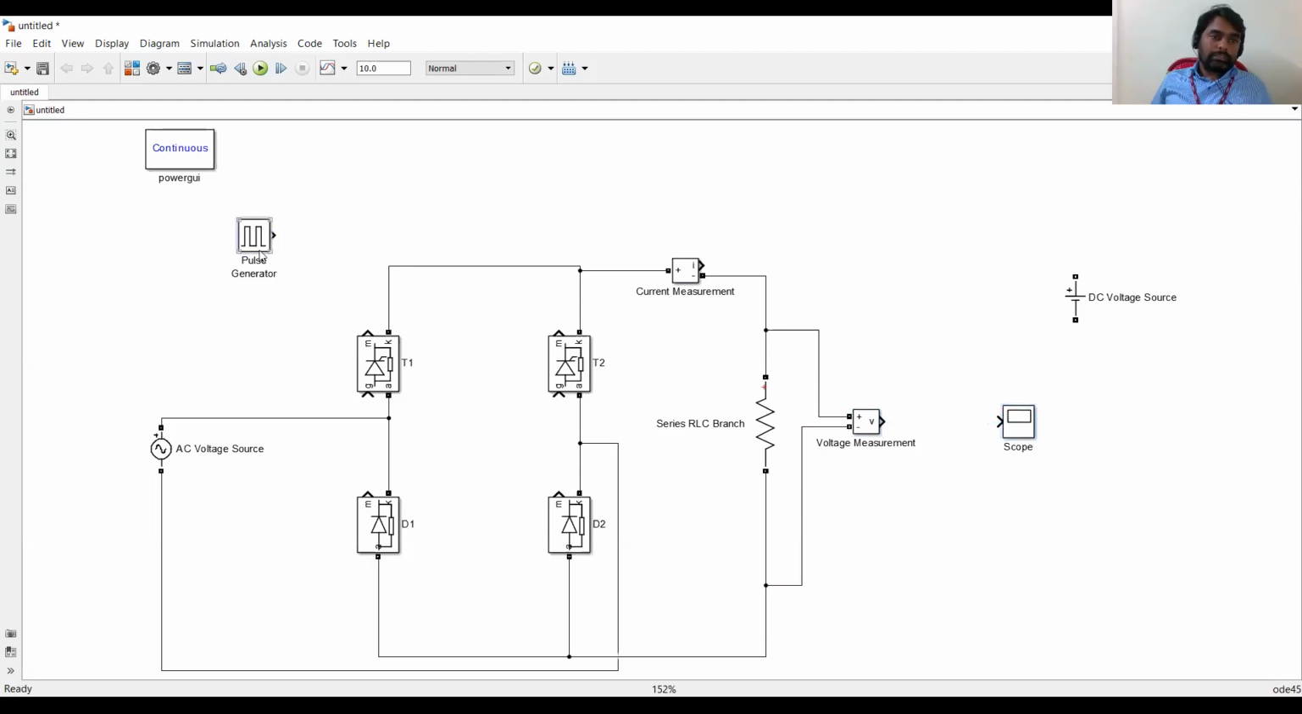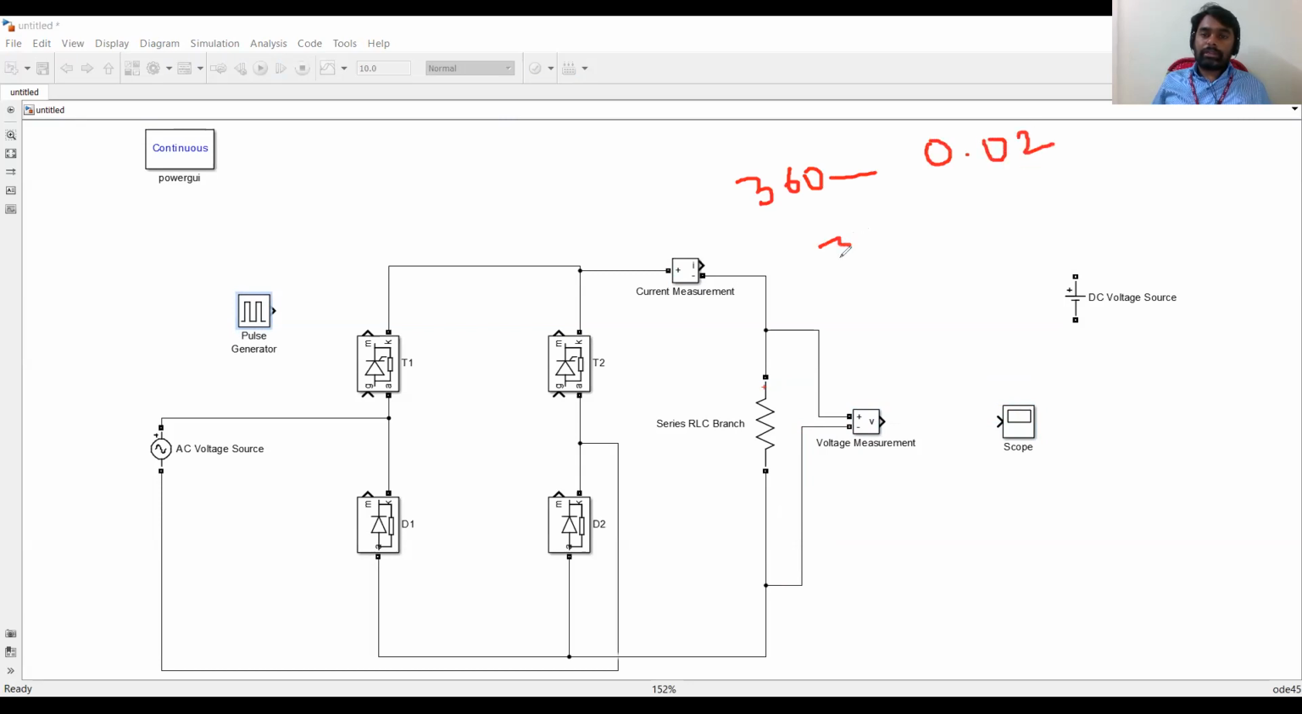Right, so as I told you, during the positive half cycle, T1 and T2 will be in forward bias condition. To complete one cycle, it will take 360 degrees. 360 degrees for 50 Hz means it will take 20 milliseconds. So if I want to trigger it, since T1 can be triggered from alpha equals 0 to pi, if you want to trigger it at alpha 30 degrees, I can write it as 0.02 divided by 360 times 30 degrees.